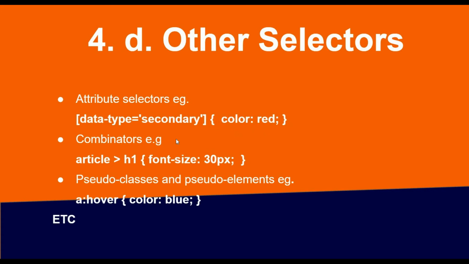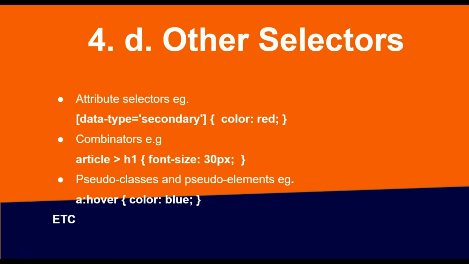We have also combinators. Combinators basically select nodes that are descendants of the first element. For example, we have an element called article, but within the article we have another element called h1. So this is how we write the combinators.